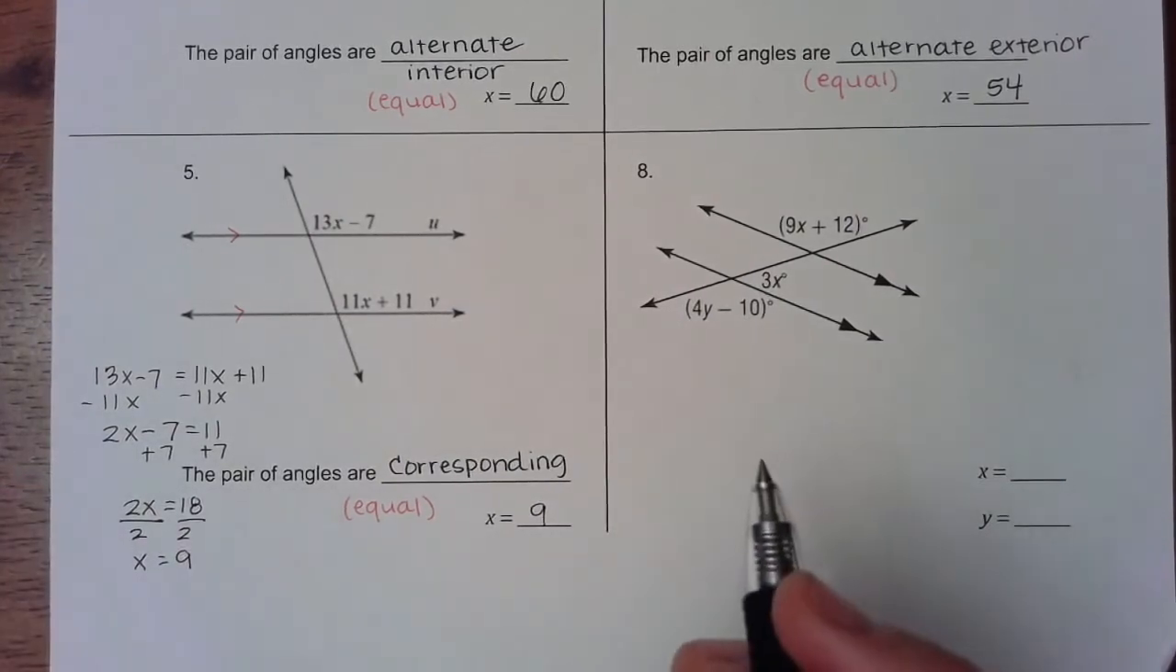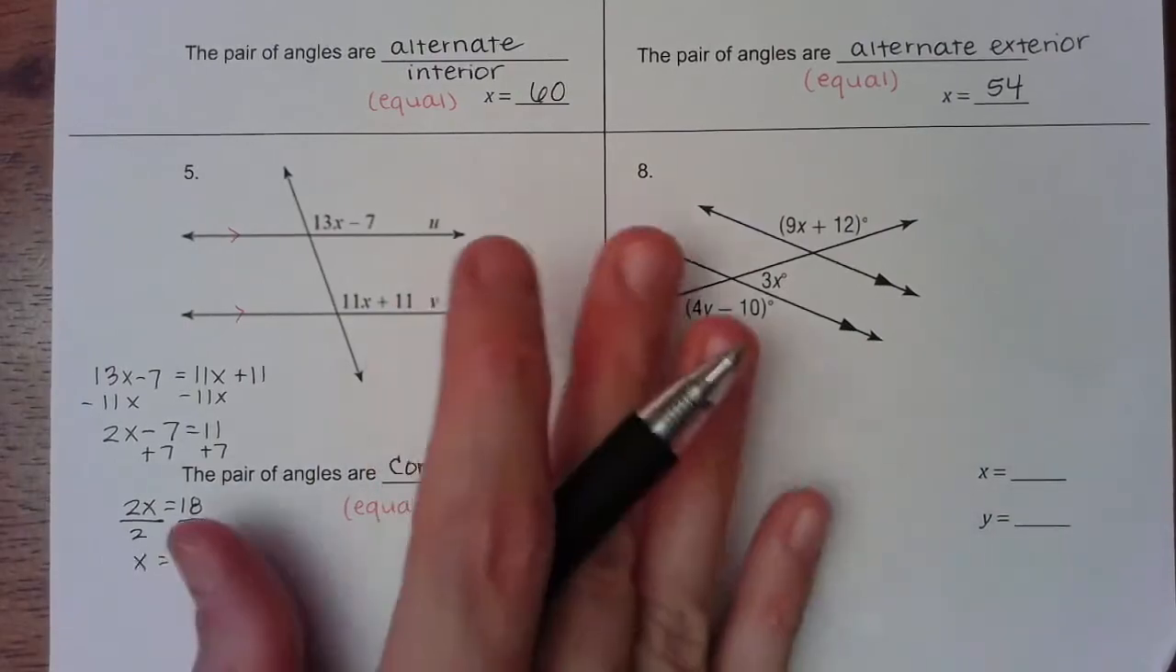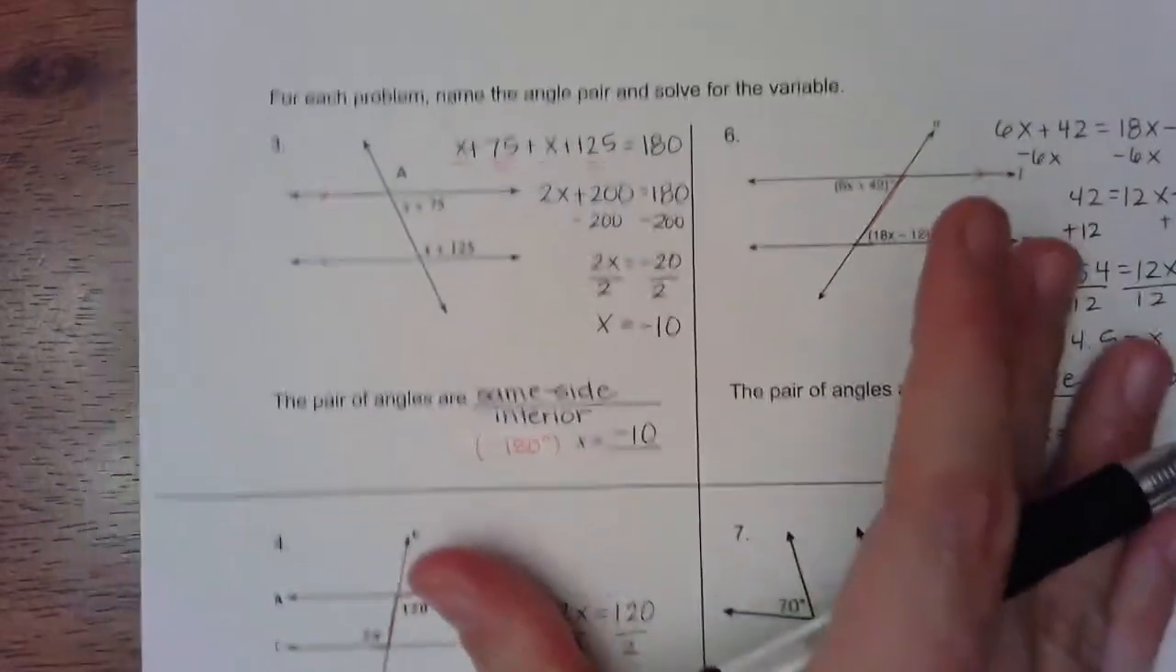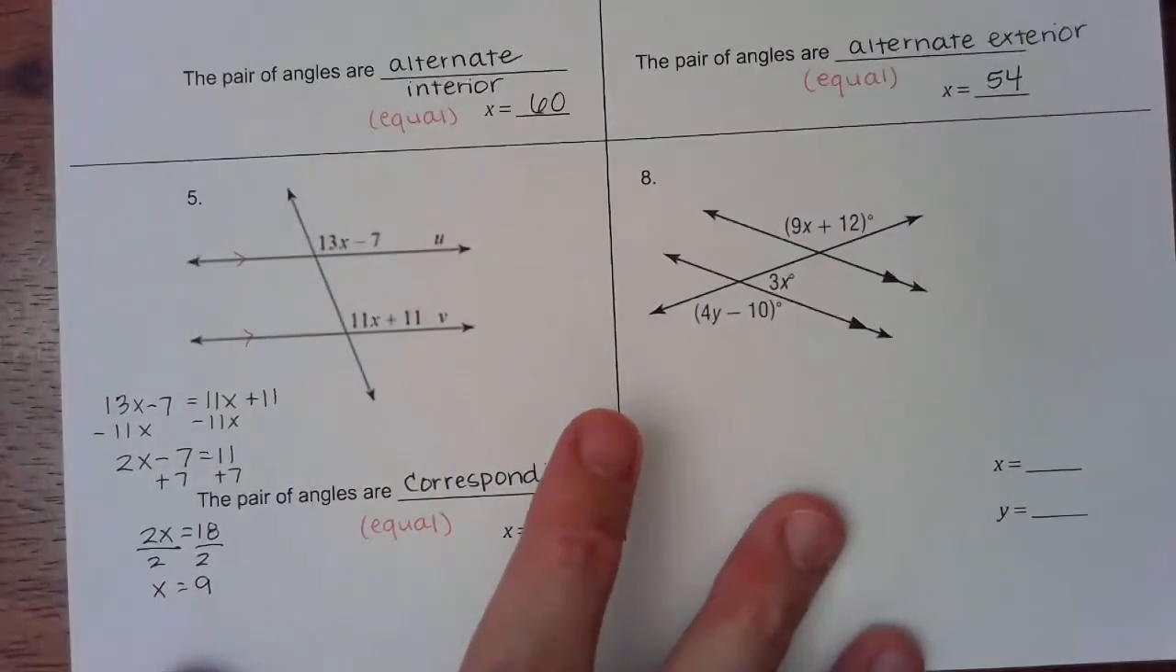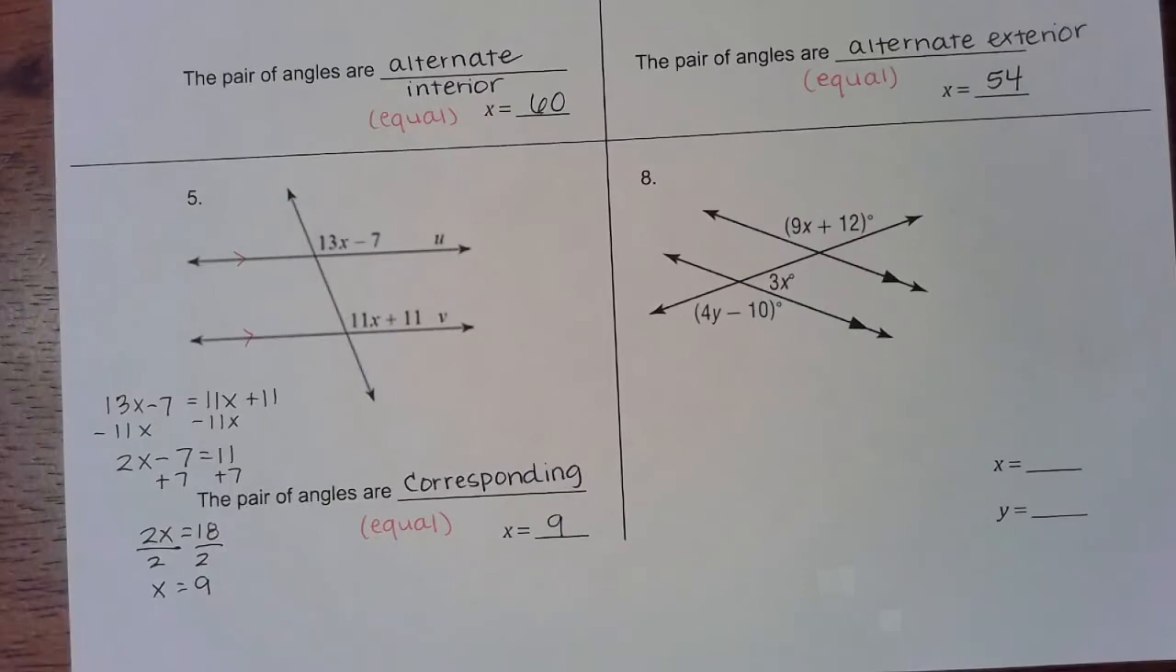It's worth mentioning before we finish that the only ones that we added up to equal 180 were the same side interior angles, and remember all the other ones on this page were all equal to each other.